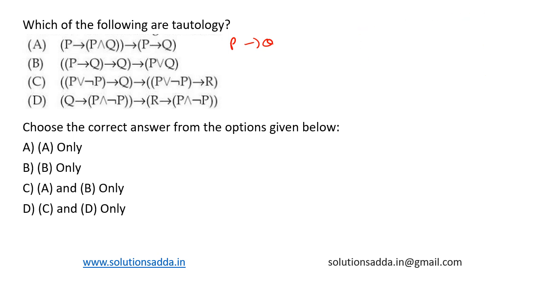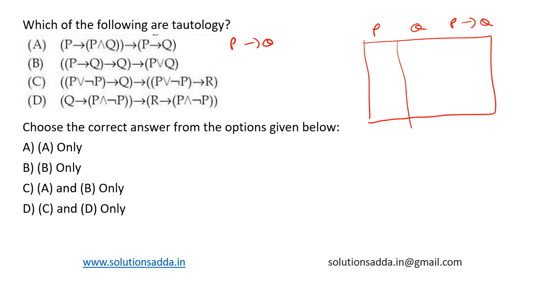P implies Q has a truth table that is like this: P, Q, P implies Q. If both are true, it is true. If P is true and Q is false, then it is false. If P is false and Q is true, then it is true. If both are false, then it is also true. This is the basic truth table. Now let's see how to solve it.